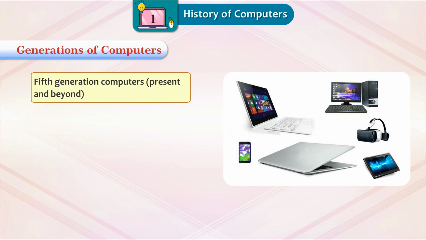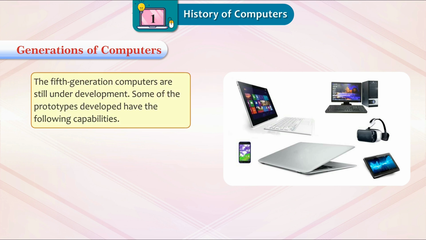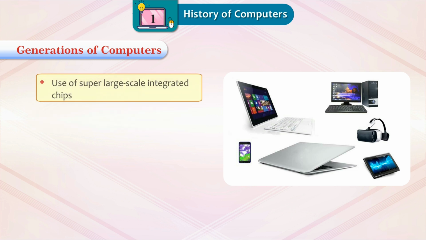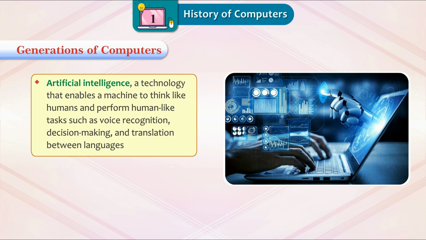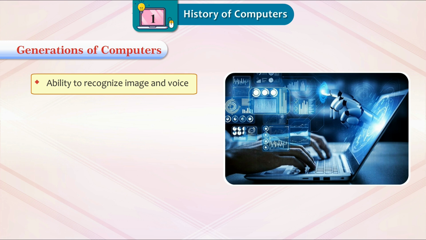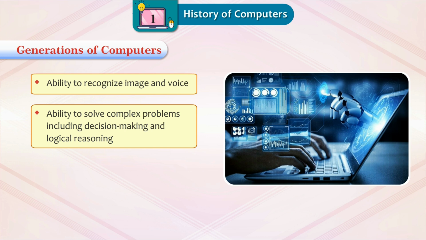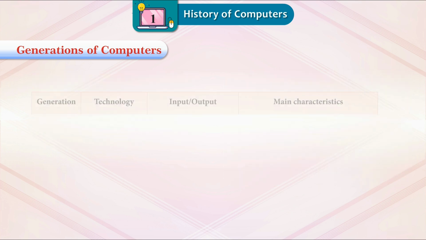Fifth generation computers, present and beyond. The fifth generation computers are still under development. Some of the prototypes developed have the following capabilities: use of super large-scale integrated chips, artificial intelligence, a technology that enables a machine to think like humans and perform human-like tasks such as voice recognition, decision-making, and translation between languages. Ability to recognize image and voice. Ability to solve complex problems including decision-making and logical reasoning.